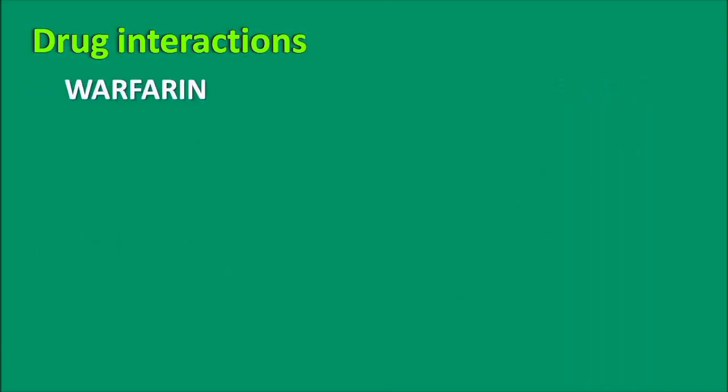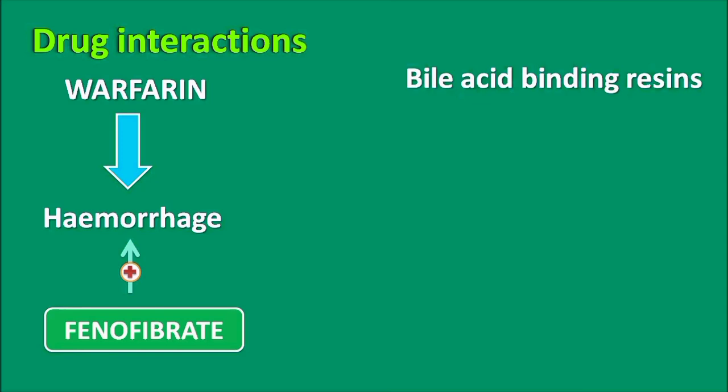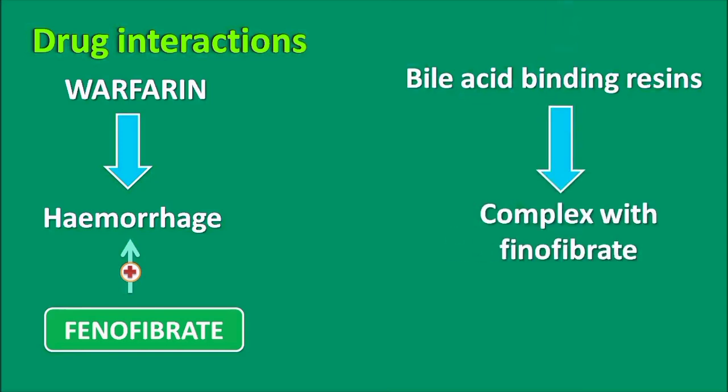Another important interaction is with warfarin. Warfarin is an anticoagulant which produces hemorrhage as one of the side effects, which may be further increased by Fenofibrate. Whenever warfarin is given with Fenofibrate, the dose of the warfarin should be reduced in order to prevent severe hemorrhage. And similarly, bile acid binding resins form a complex with a few lipophilic drugs, so they can form a complex with Fenofibrate, which may reduce the absorption of this drug. So whenever bile acid binding resins like cholestyramine and colestipol are administered, this drug should be given either 1 hour before or 4 hours after in order to avoid this drug interaction.